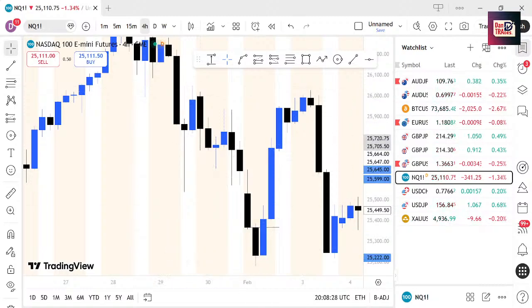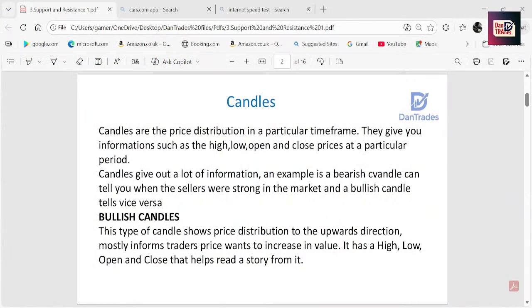Every candle has a story. Every single candle has a story. So that's it about the candle aspect of this. We can continue with our candles.